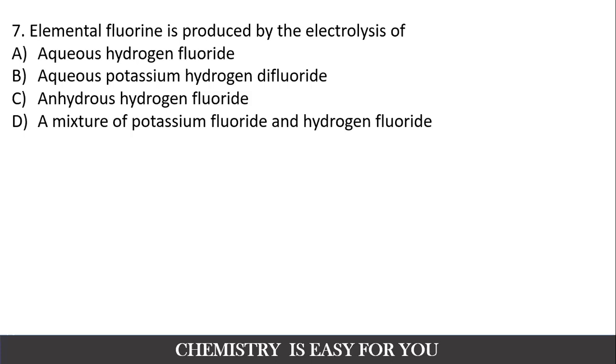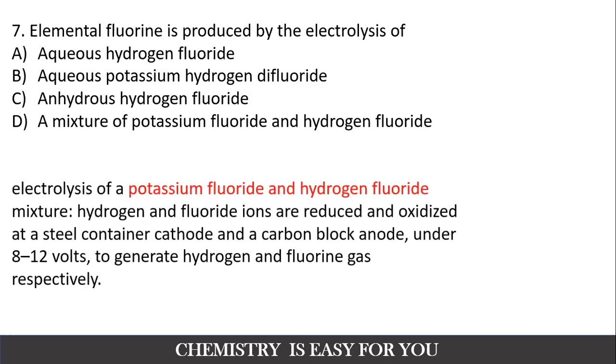So we will be dealing with industrial chemistry here. I have taken the answer according to the industrial perspective, and in the industrial perspective we can see that the electrolysis of a mixture of potassium fluoride and hydrogen fluoride will form elemental fluorine. What actually happens is hydrogen and fluoride ions are reduced and oxidized in a steel container cathode and a carbon black anode under 8 to 12 volts to generate hydrogen and fluorine gas respectively. Okay, so that's the answer of this question, option D, mixture of potassium fluoride and hydrogen fluoride.